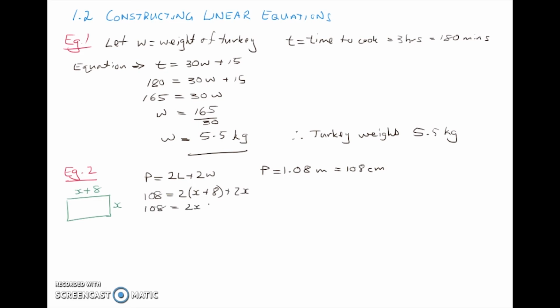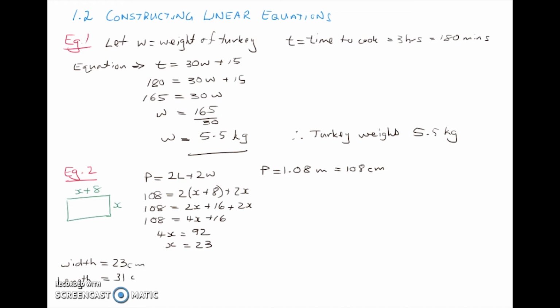So 108 equals 2x plus 16 plus 2x. Collecting our like terms, we've got 108 is equal to 4x plus 16, and then 4x will equal 108 minus 16, which is going to be 92. And now dividing by 4, we get an answer of 23. So our width is 23 centimeters. We also know that our length, being 8 centimeters longer, is going to be 31 centimeters.